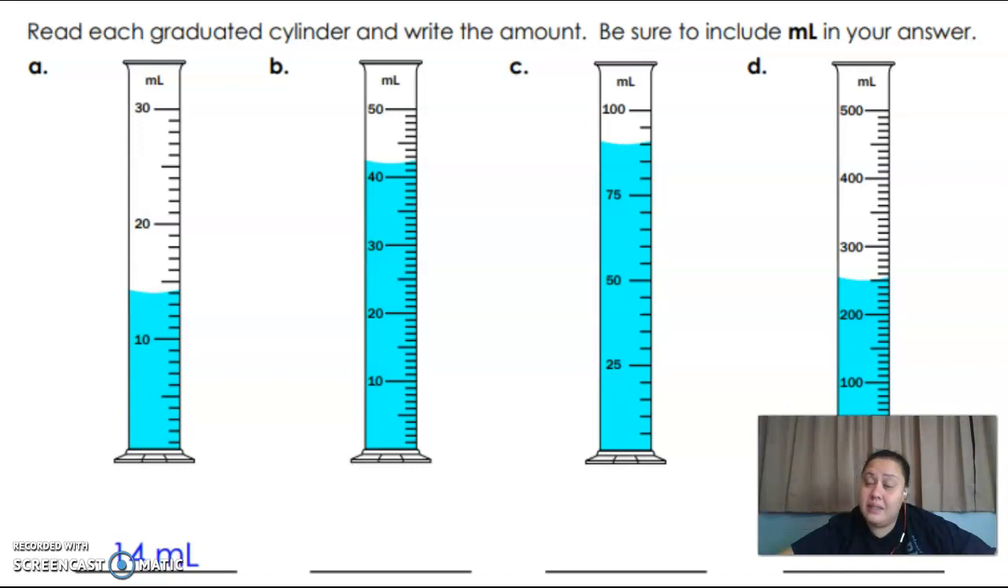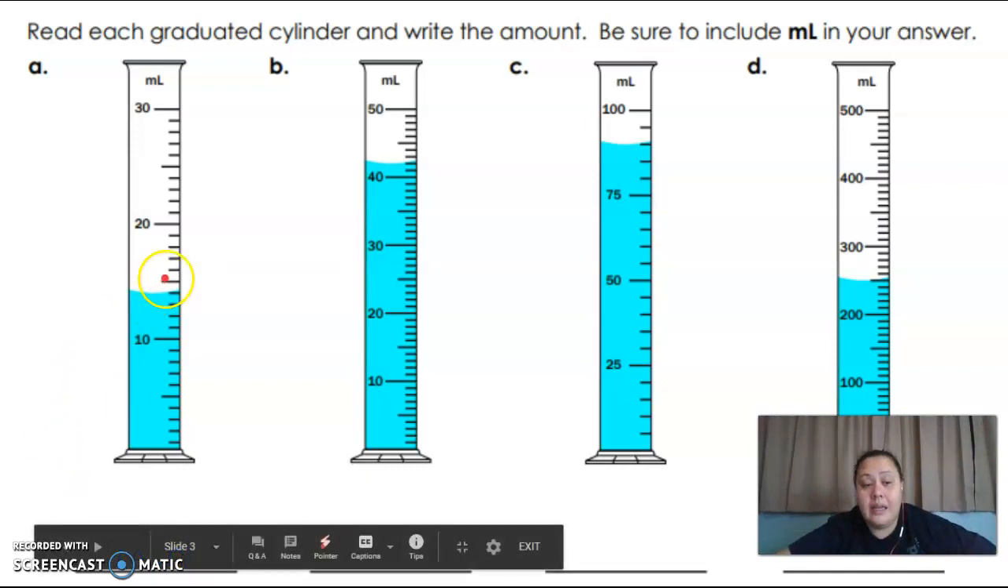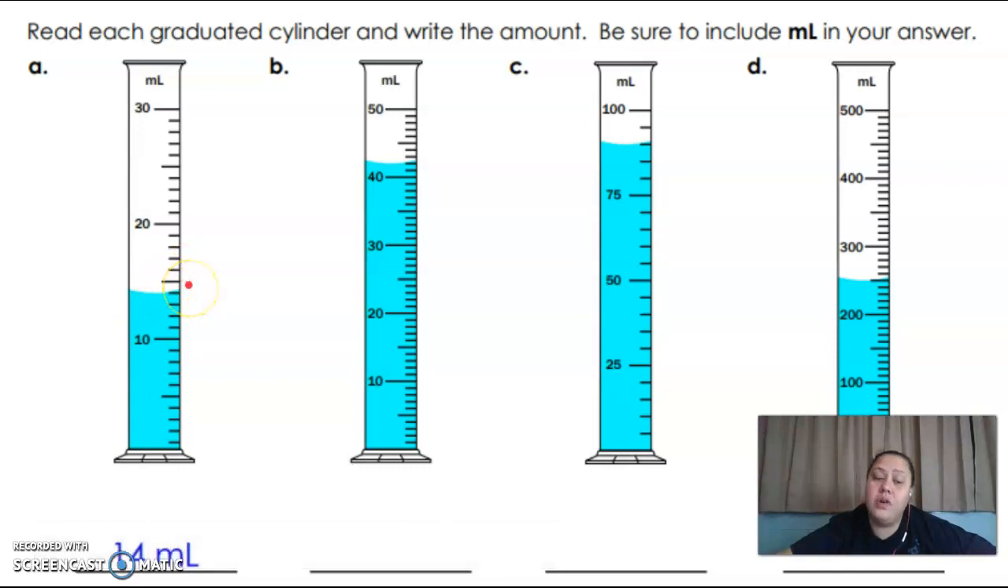If you said it's because it's the midpoint, that's correct. The midpoint is 15. So it's less than 15, so we know that the answer here is 14 milliliters. All right, let's look at the next one.